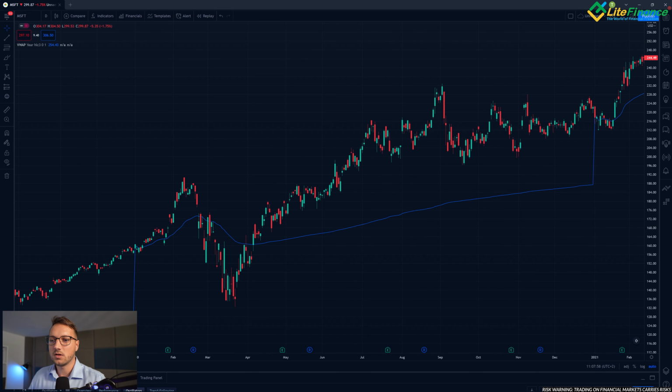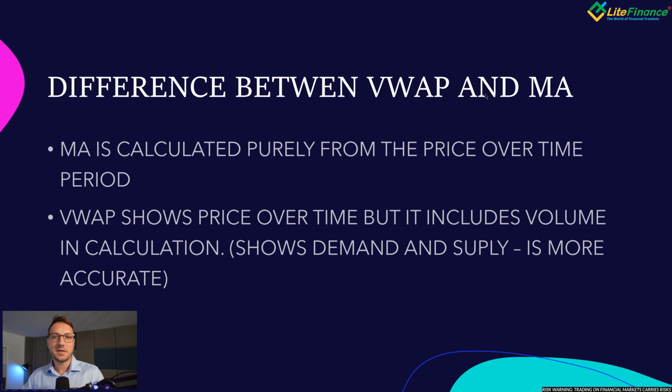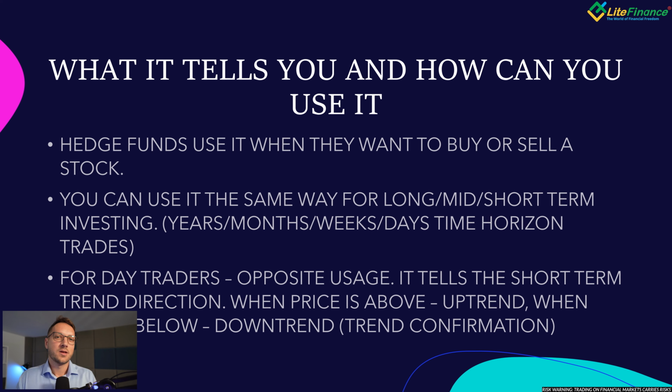Let's go back to the presentation. So the basic difference between the VWAP and the moving average is that the moving average shows you the price, how it changed, how it performed over a particular period of time, but it lacks the data from the volume, which the VWAP has. When it has the volume, it shows you the real supply and demand, and basically it is more accurate thanks to this ingredient in the calculation. So next, what it tells you.